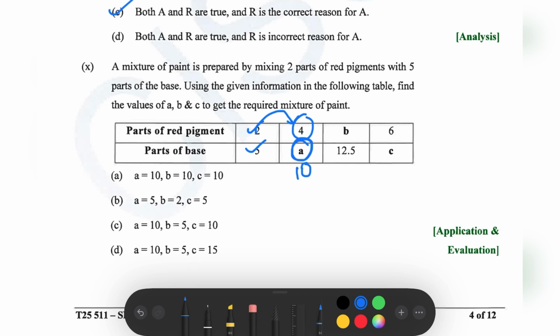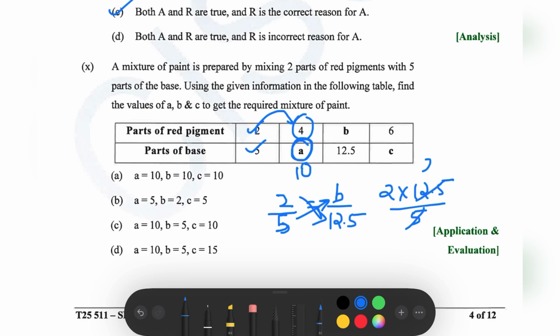Okay, so what will be the next one? Now you should know that it's very simple here, you can do it directly or it's up to you. Now here 2 upon 5 is the proportion of red, and I don't know what b is, upon 12.5. So what will it be? Do cross multiplication. 2 into 12.5 upon 5, so that will be 5. So this is 5, student. Okay, so which option is correct? Over here option D is correct, student.